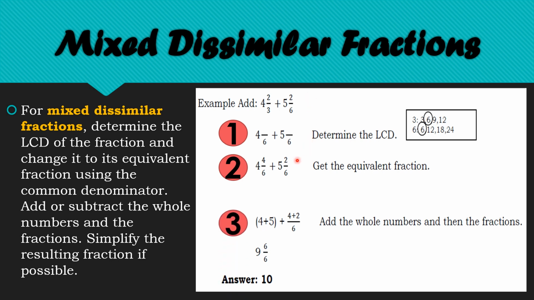Step 3. Add the whole numbers and then the fractions. 4 plus 5 is equal to 9. 4 plus 2 is equal to 6. Copy the denominator, 6. 6 over 6 is equivalent to 1. Therefore, 9 plus 1 is equal to 10. The final answer is 10.